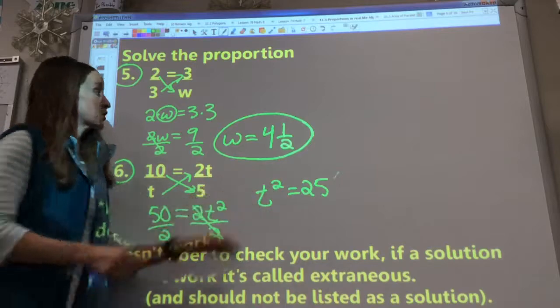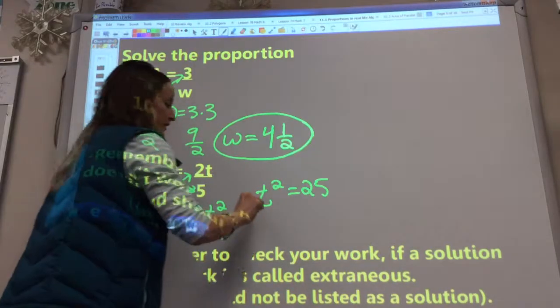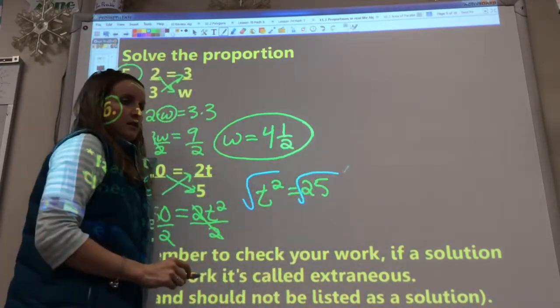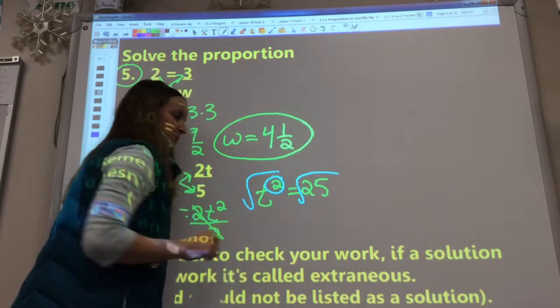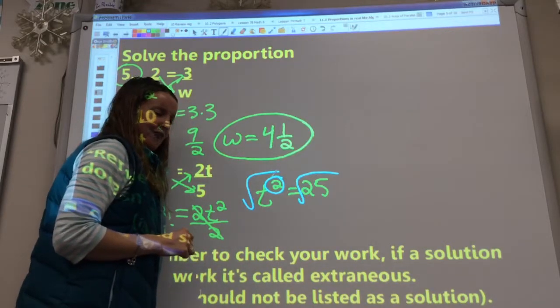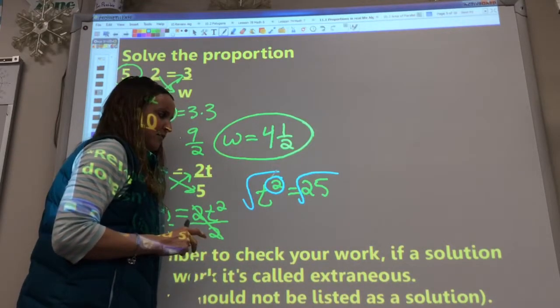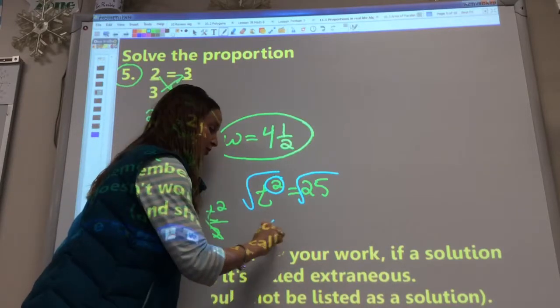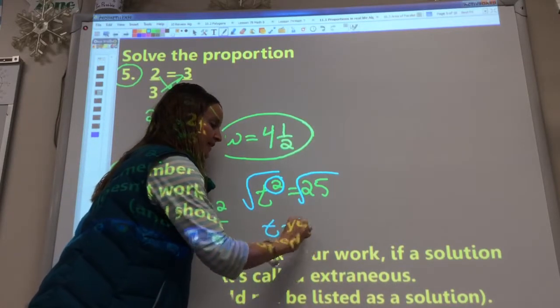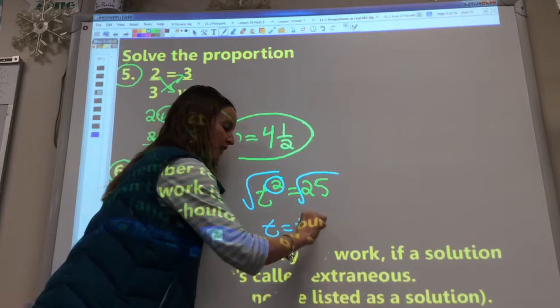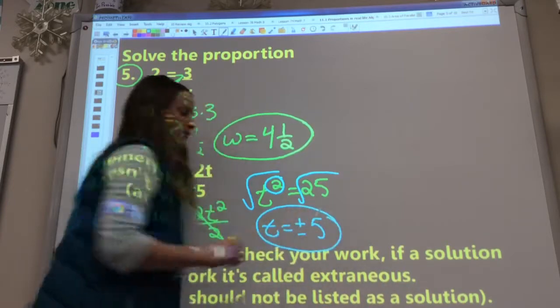Now, the opposite of squaring something is going to be taking the square root. And this little 2 has to remind us that how many answers are we going to have? 2. Yeah, we're going to have 2 answers. One's going to be positive, one's going to be negative. Square root of 25 is 5.